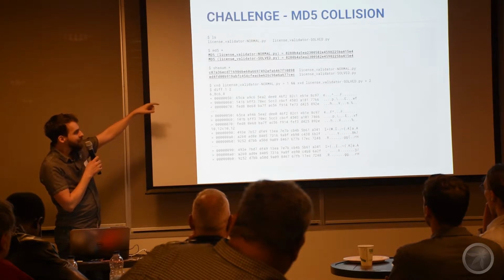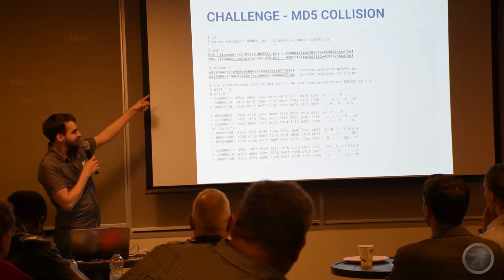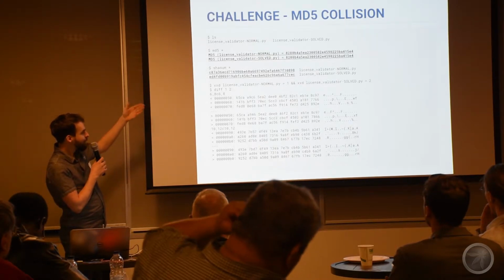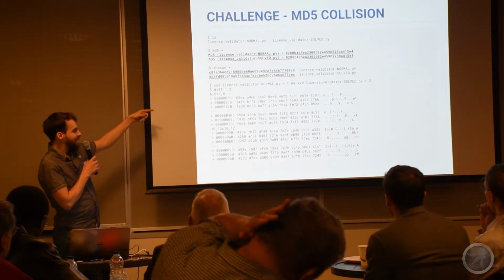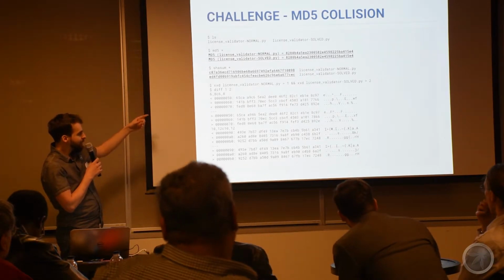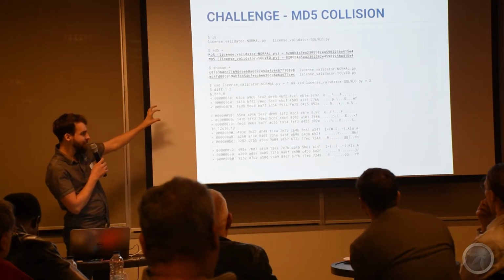Just to prove that it worked, after you do the collision, you have those 2 files, the normal one and the solved one, that have the same MD5 hash, but they're actually different from a SHA-1 perspective. You can look at the actual hex dump. They're different just in the collision part.